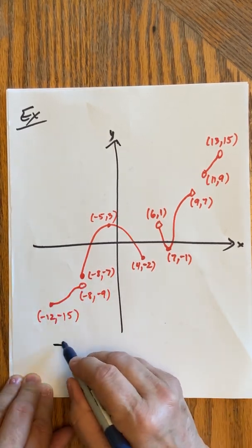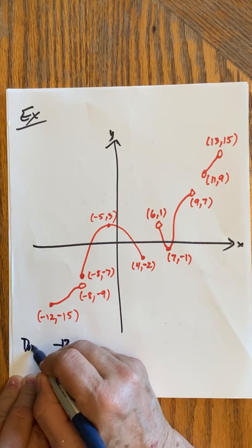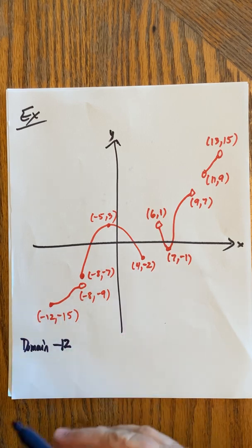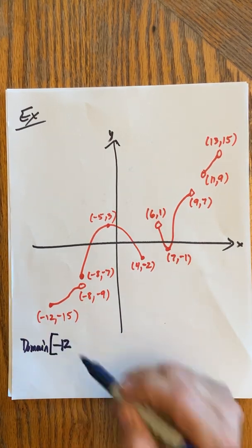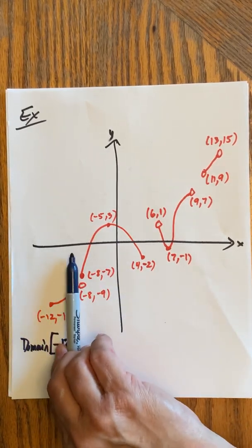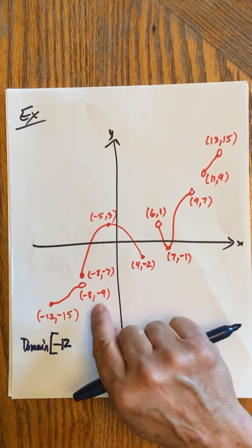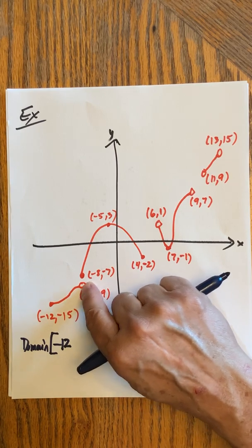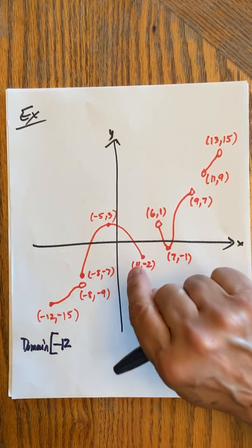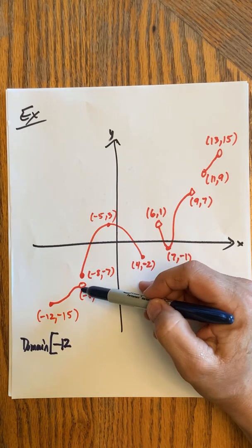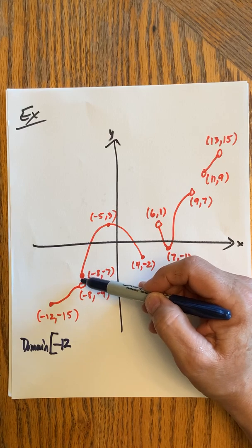So -12 is my first domain input that's valid, and I'm able to land on it because it's solid, right? So it's included. And then from there on, I'm creating graph, graph, graph, graph, and then here it's open, so -8, but I can't land there, so that wouldn't count. However, at -8, I do land here, and so that means -8 is an input that sends me somewhere. It does create graph. It doesn't matter that it doesn't create graph right here at the bottom point, but it does at the top point here.